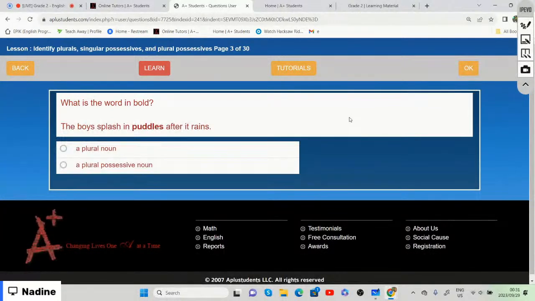The boys splash in puddles after it rains.